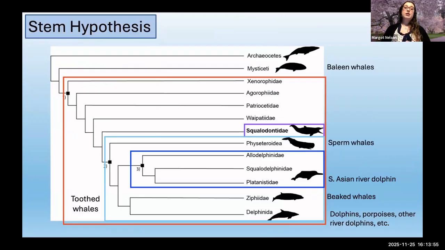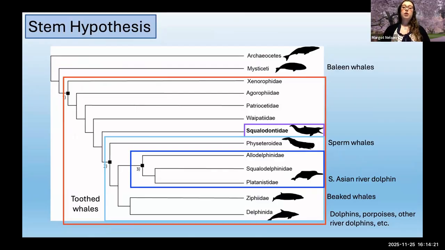The implications of revising Squalodon have implications for the evolutionary trends, particularly in the evolution of teeth. So modern whales are homodont. They have a dentition that consists of basically conical teeth all along the tooth row. And I'm really interested in the progression of how this evolved.